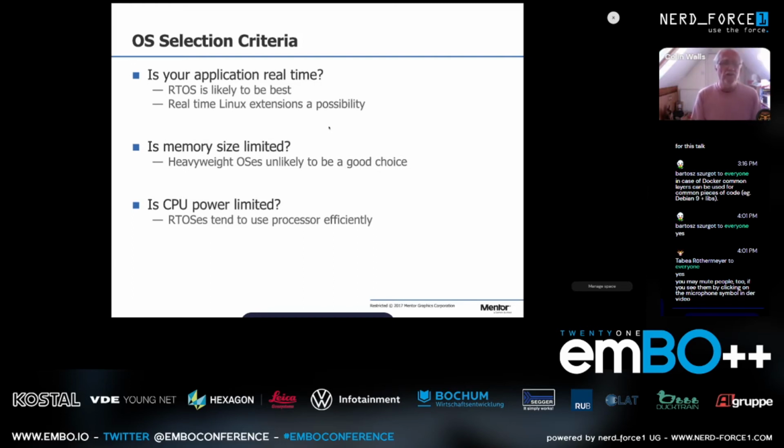So next question, is your memory size limited? Unless you've got a lot of memory, the heavyweight operating systems like Linux are unlikely to be a good choice because they do need certainly many, many megabytes of memory. Is your CPU power limited? Same applies. If you've got a relatively modest amount of CPU power, then you need to consider the efficiency of the operating system, and an RTOS will always score.